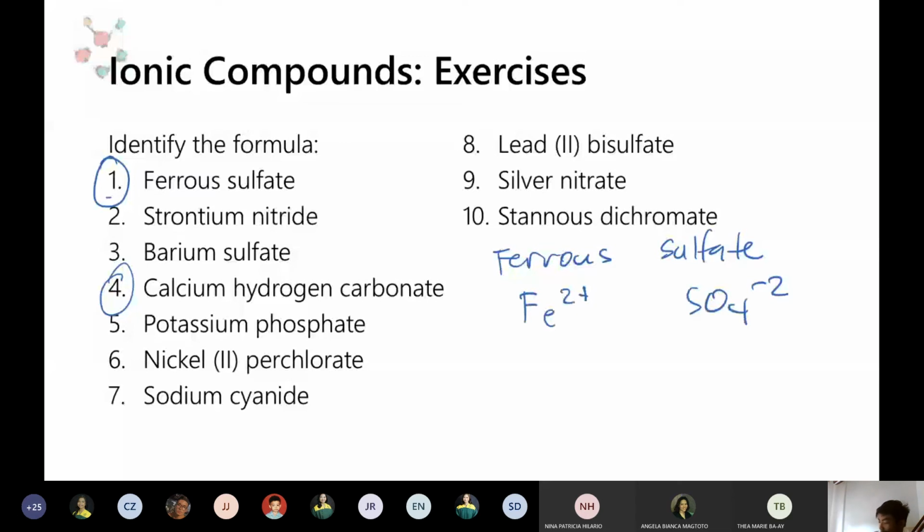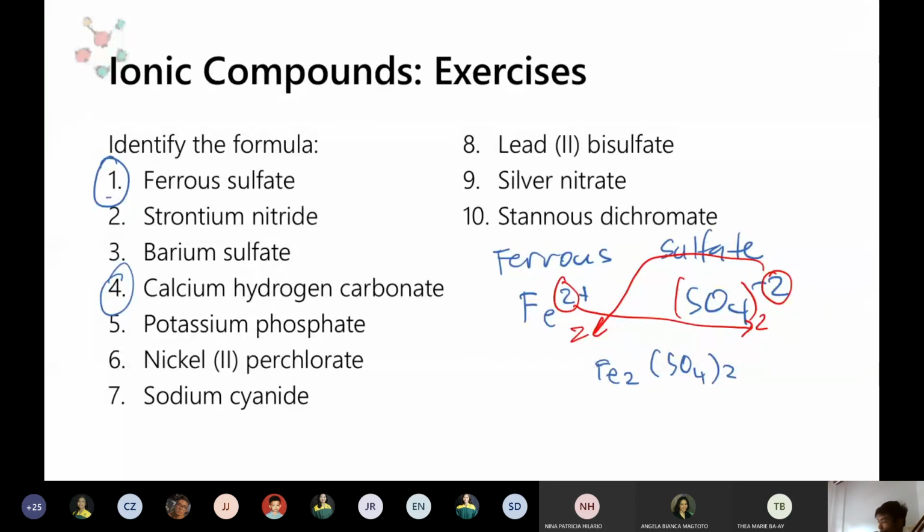So ano pa susunod kong gagawin? Since I have my ions, I can do the crisscross. No? So pwede ko i-crisscross. Again, ang iyong polyatomic anions, lagyan ng parenthesis. Yung 2, ilalagay sa baba ni SO4. Ito, ilalagay sa baba ni Fe. Okay. So, my formula will be Fe2(SO4)2. Hindi sa loob yung 2 ha. Hindi dito sa loob yung 2. Kailangan nasa labas.